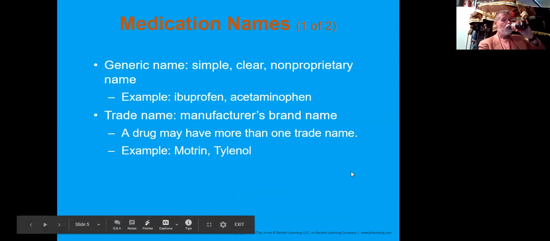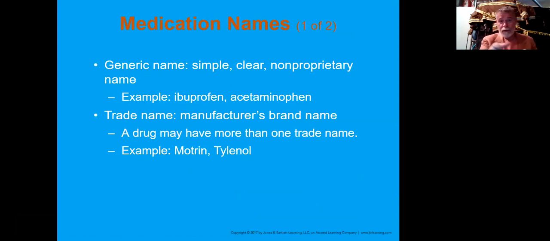So generic versus trade. And actually what I have here, you notice the examples: acetaminophen, ibuprofen. But when you look down at the trade names, Tylenol, Motrin, maybe it's an Advil, right? So all these medications generally are going to contain the same thing. Acetaminophen is acetaminophen. Just because I put the name Tylenol on top of that doesn't really change what the active ingredient is.